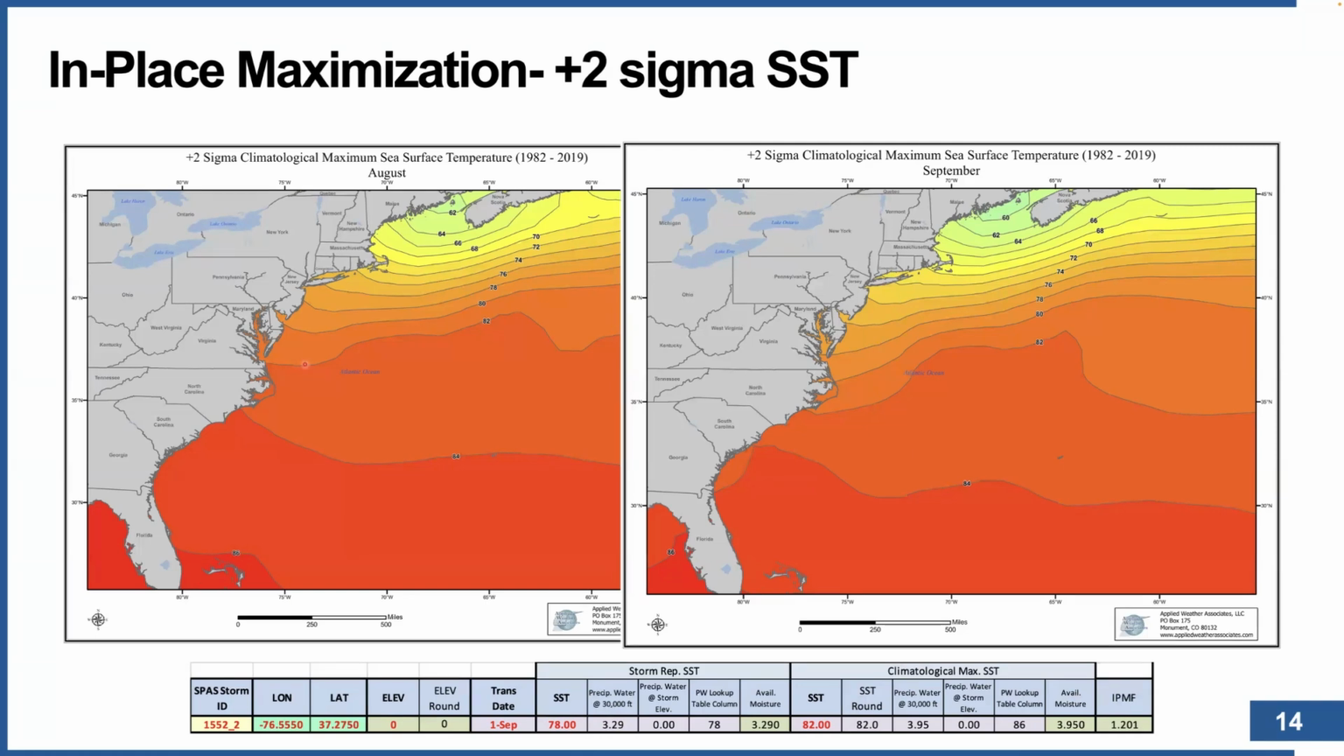Then we do the same thing for the maximization side. So for the climatological maximum side, in that same location, we have a value of 82. And that produces an amount of precipitable water, in this case, 3.95 inches. So comparing 3.29 to 3.95 gives us our in-place maximization ratio of 1.20. So a 20% increase in this particular storm. And again, that can be done anywhere in the world that we have observed data and a climatological data set. That's using sea surface temperatures.